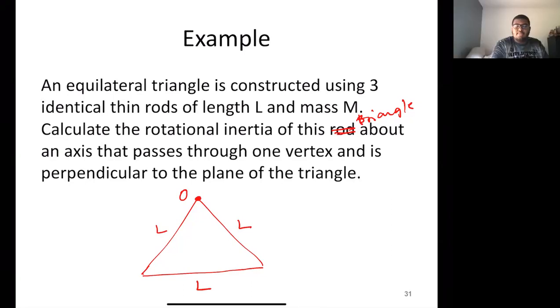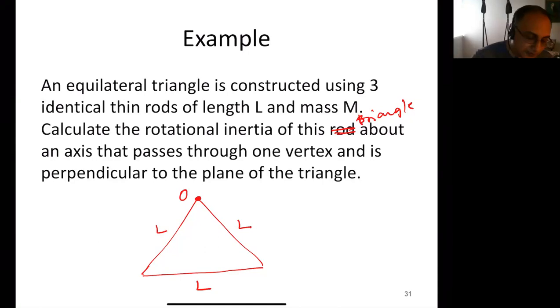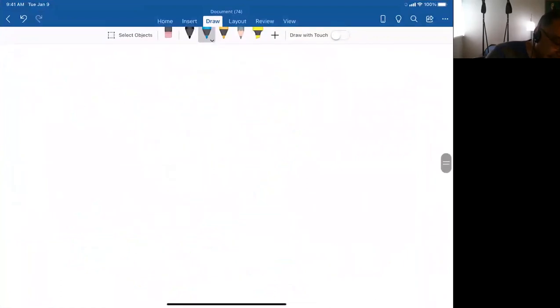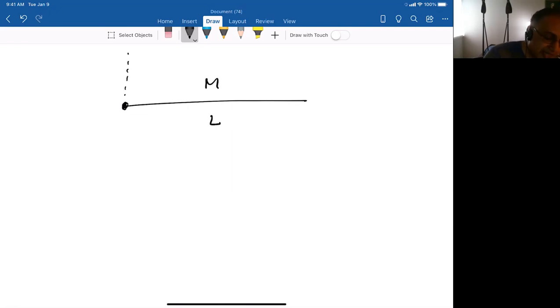Use parallel axis theorem. Yes. So the first thing that would be useful to know is to find the moment of inertia. Let's do a smaller sub-problem first. And I think that's all we'll have time for today. Suppose I have this rod of length L and mass M, and I want to find out its moment of inertia about an axis perpendicular to the rod and passing through one end, right? So suppose I want to find that.